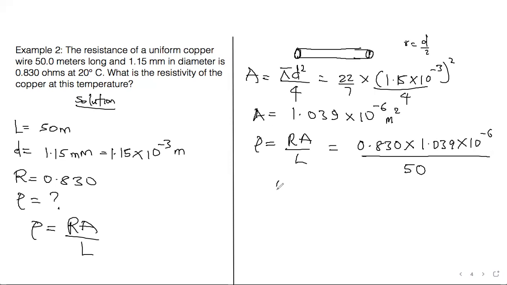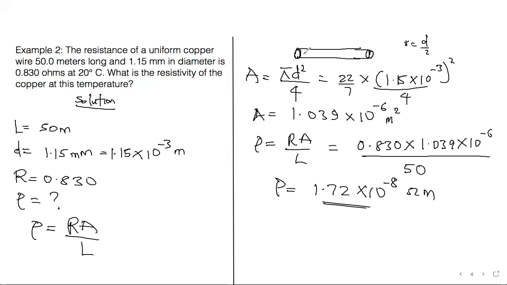So the resistivity is 1.72 times 10 to the power minus 10 meters. Okay, so that is the solution. I hope it makes sense.